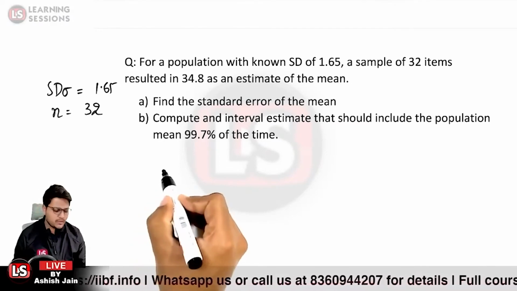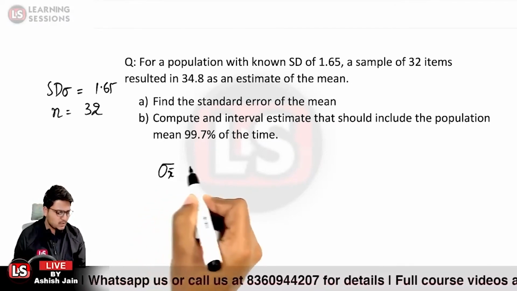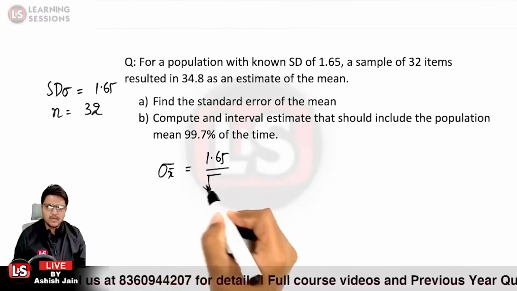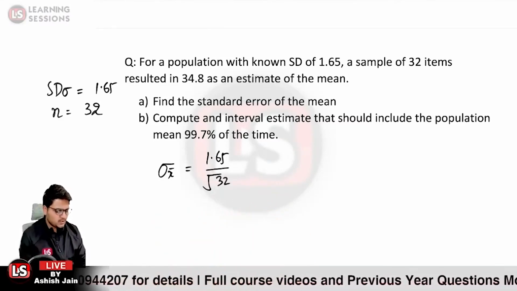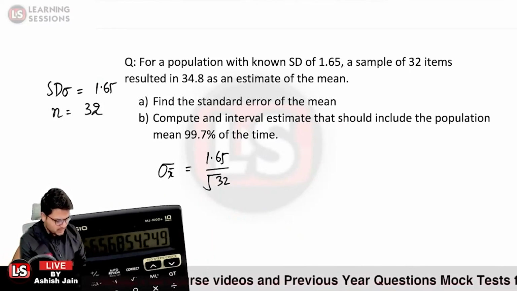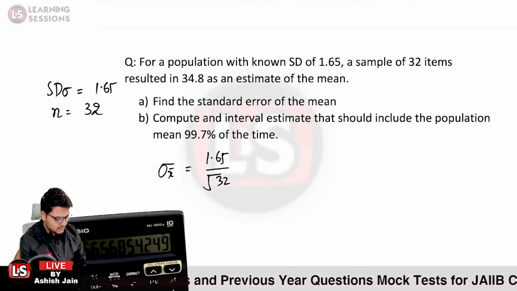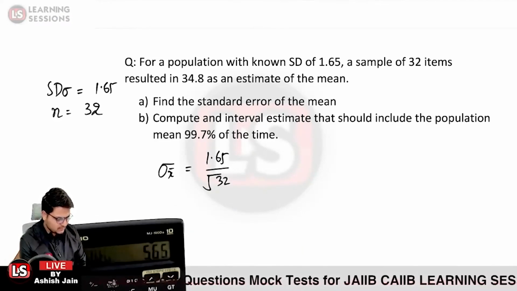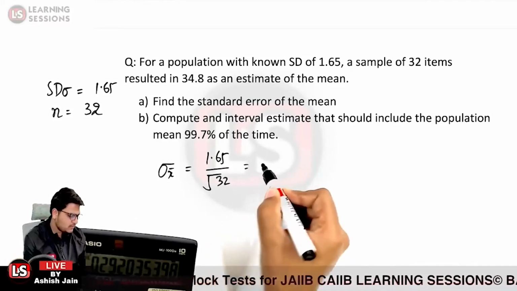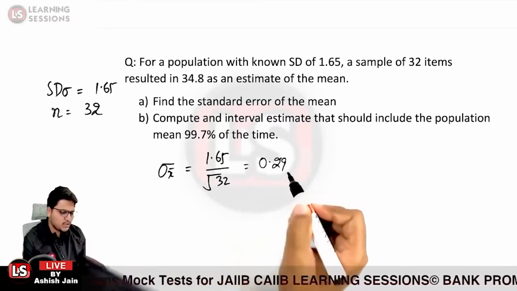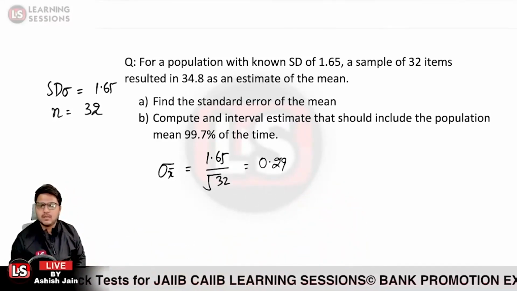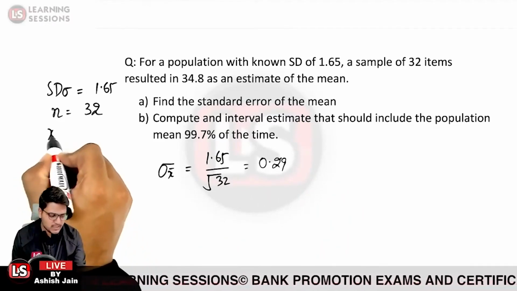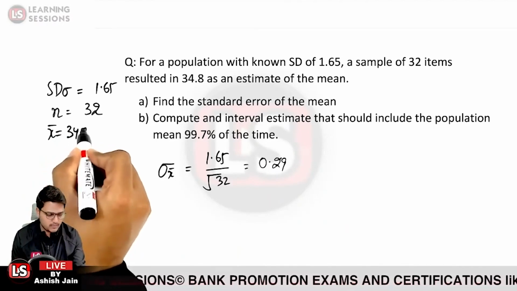Over here, we already know sigma x bar is equal to sigma, that is 1.65, divided by the square root of 32. The square root of 32 is equal to 5.65. So it will be 1.65 divided by 5.65, which is equal to 0.29. And the mean that is given over here, that is x bar, is 34.8.